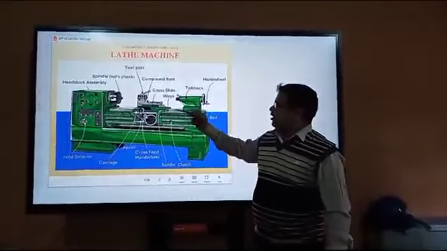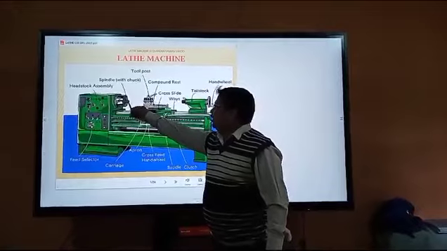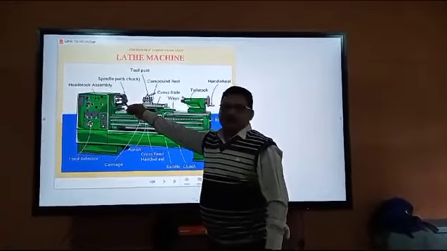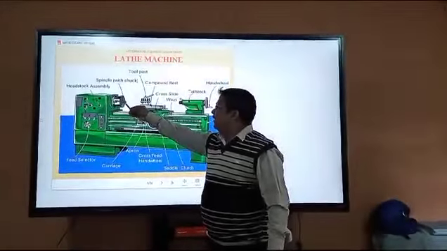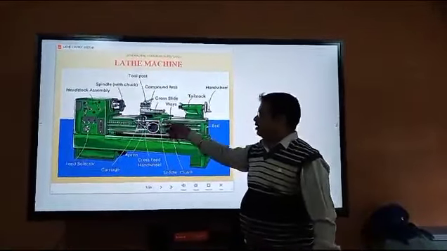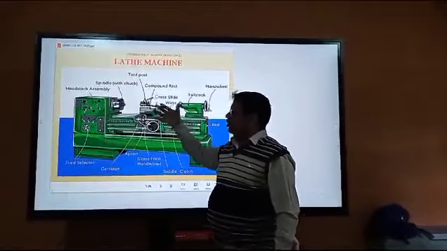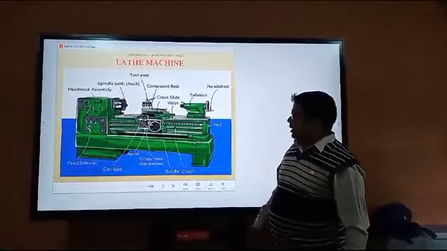Here you will fix the raw material, and it is known as the chuck. You can rotate this chuck in both clockwise and anti-clockwise directions. So it is the major part of a lathe machine. It is also known as the work holding device for a lathe machine.